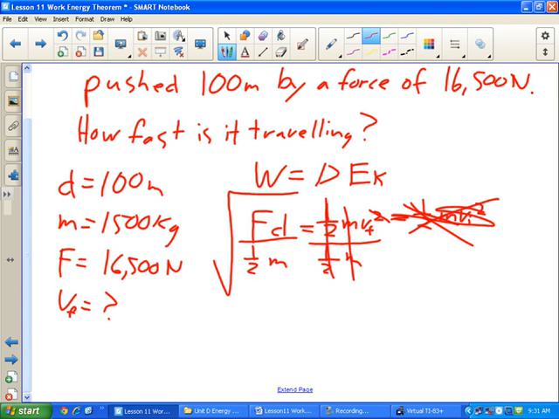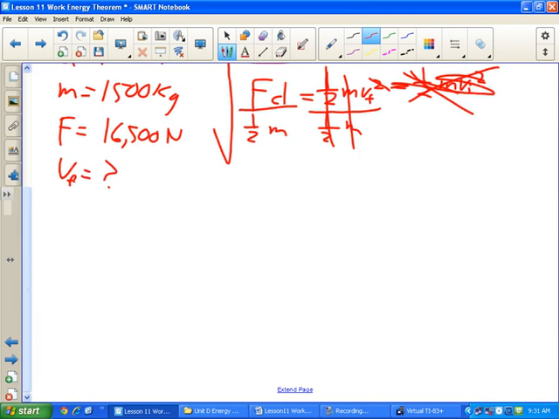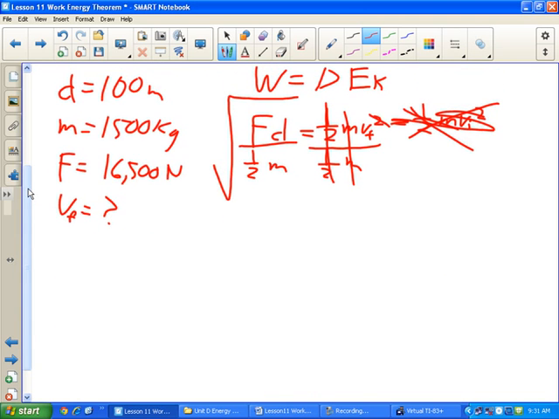Making sense, guys? Okay, so if we plug in our numbers here then, is this pretty much what I showed you with the example of the car in the playground zone? It is. Okay, except that on that question we tried to solve for distance instead. All right, now we're solving for V. So we plug in our numbers, 16,500 newtons times 100 meters over 1/2 times 1,500.